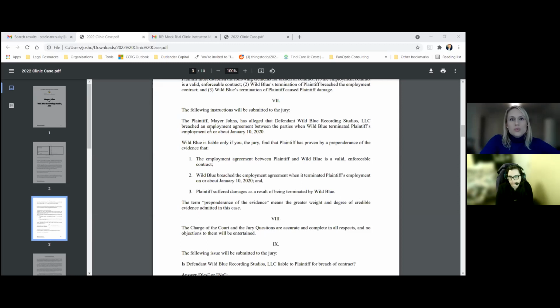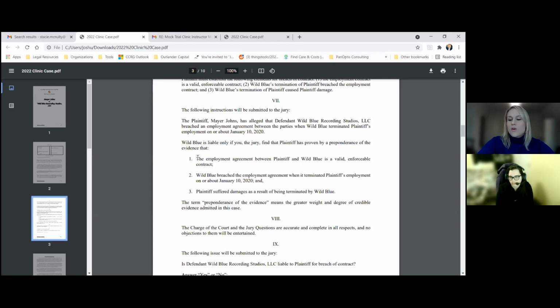I have my screen shared here, and it's the practice case packet. It's page 2, and it says Wild Blue is liable only if you, the jury, find that the plaintiff has proven by a preponderance of the evidence that, and it says 1, 2, 3. Those 3 things are the elements of the claim, and that's the backbone of the entire case. That's what you need to prove or disprove to win.